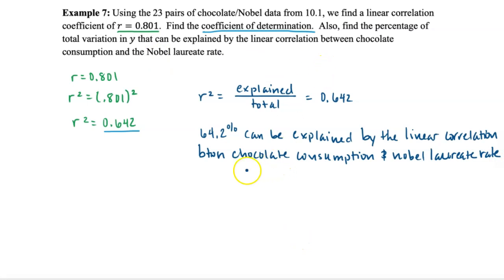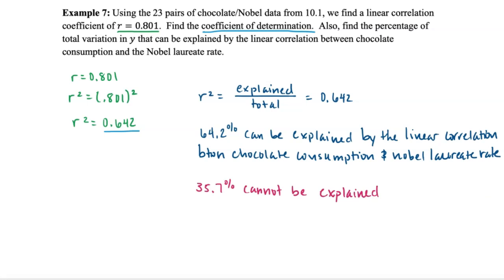Another point that's worth mentioning is what portion can't be explained. If we're asked what cannot be explained, well, this isn't in the question, can't we just subtract this from 1? I know total variation is just 1, right? And so I can say that 35.7% cannot be explained by that linear correlation.